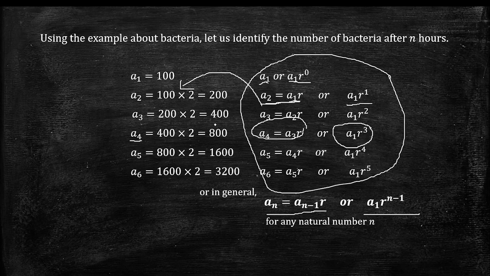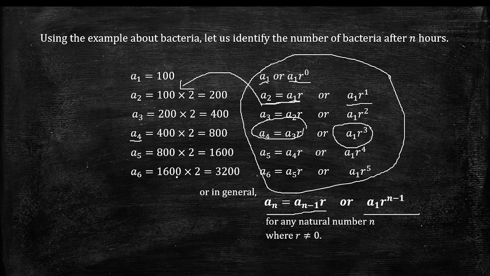Always remember, for any natural number n, r is not equal to 0. It's not possible for the common ratio to be equal to 0, because the sequence would become 1, 0, 0, 0, 0, or just 0, 0, 0, 0 for all terms. That's why always remember this.